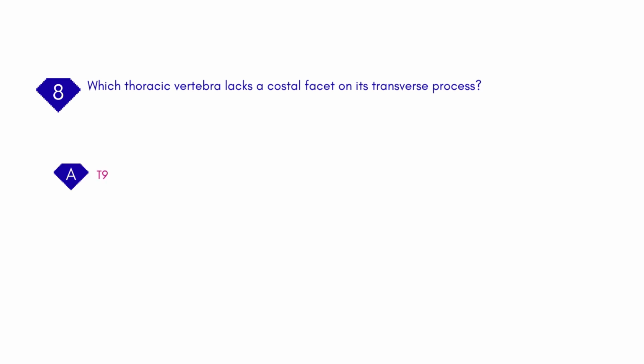A. T9. B. T10. C. T11. D. T12. Answer: C. T11. The spinous processes of thoracic vertebrae are characterized by which of the following?